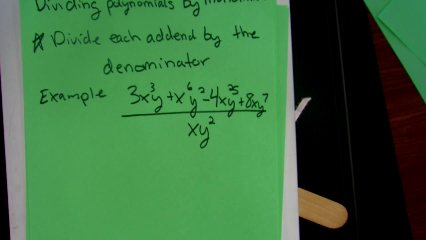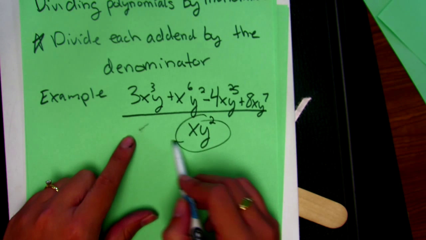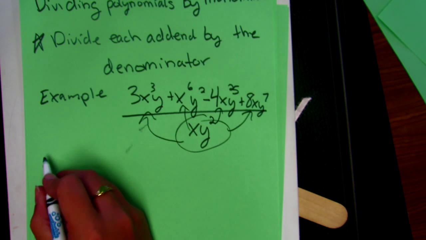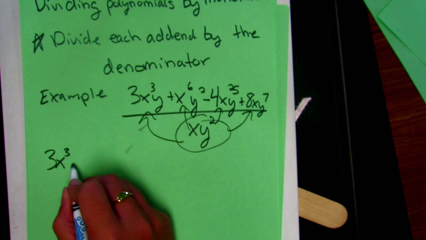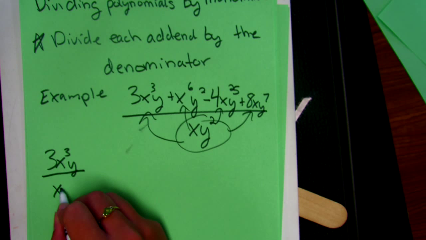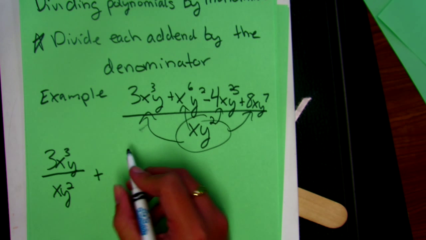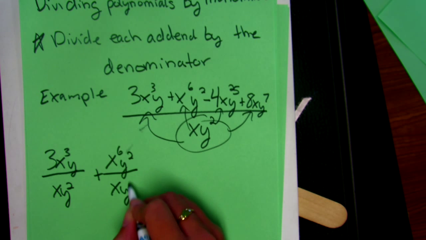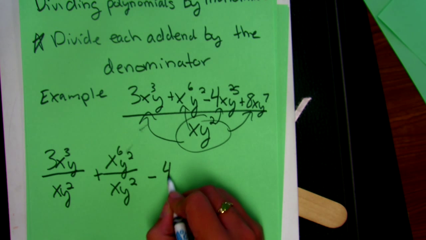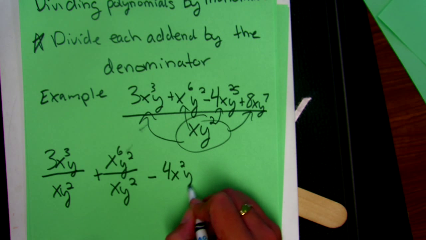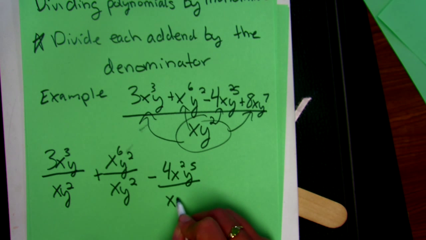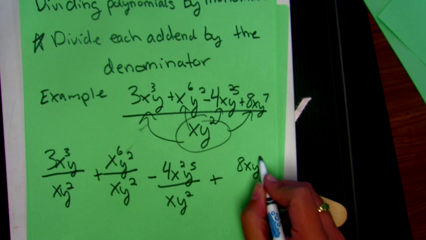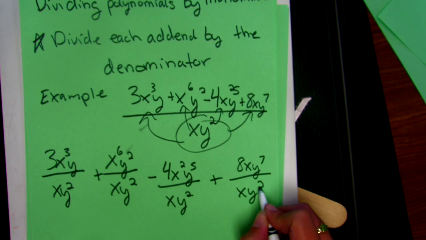by our denominator. Okay, so this denominator is going to go underneath each and every term. So we've got 3x cubed y over xy squared plus x to the 6th y squared over xy squared minus 4x squared y to the 5th over xy squared plus 8xy to the 7th over xy squared.